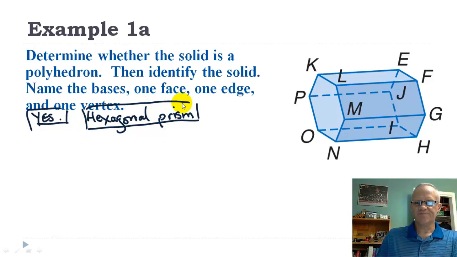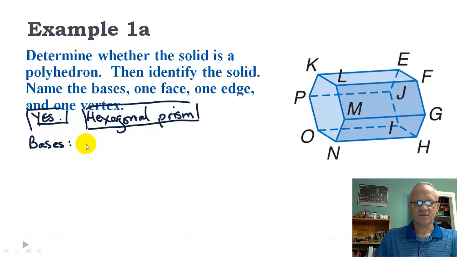Alright, so name the bases. If you remember from a previous lesson, when we name a polygon, like this hexagon here, we just name the vertices and we go in order around. It doesn't matter really where we start, but we have to go in order. So I'm going to start with K here. So the bases, there are two bases.